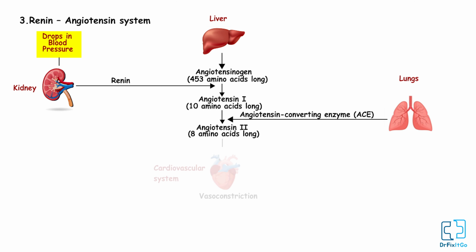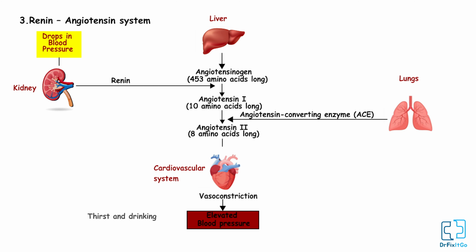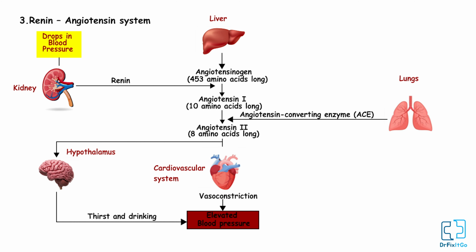Effects: vasoconstriction. Angiotensin 2 causes blood vessels to constrict, elevating blood pressure. Thirst and drinking: angiotensin 2 stimulates the hypothalamus, leading to thirst and increased fluid intake. Remember, this process helps maintain blood pressure within a healthy range.